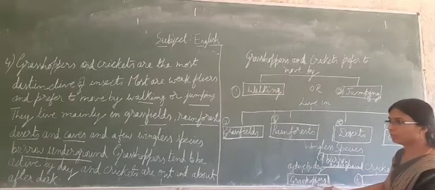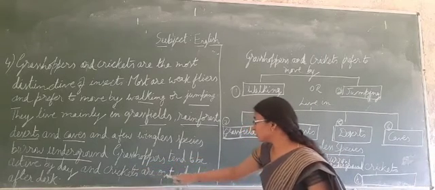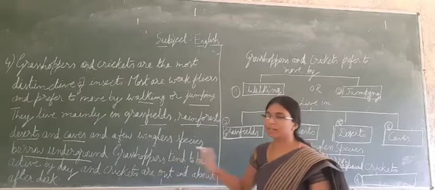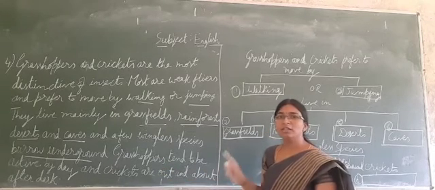Active by day: grasshoppers tend to be active by day and crickets are out and about after dark. Out and about after dark means they are active during night.